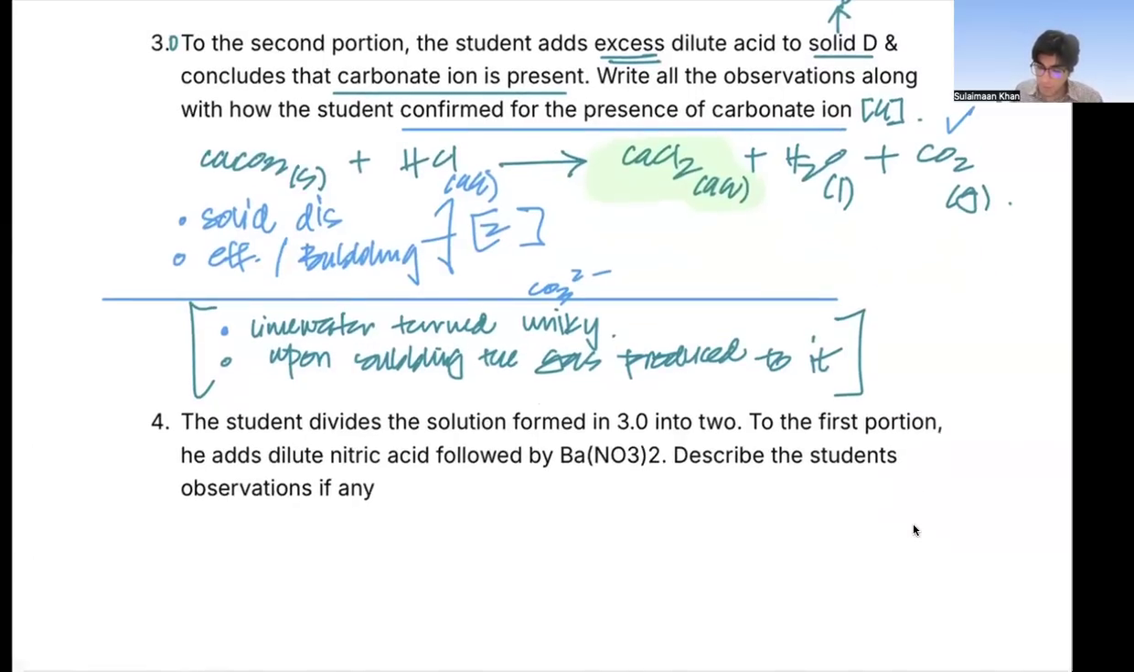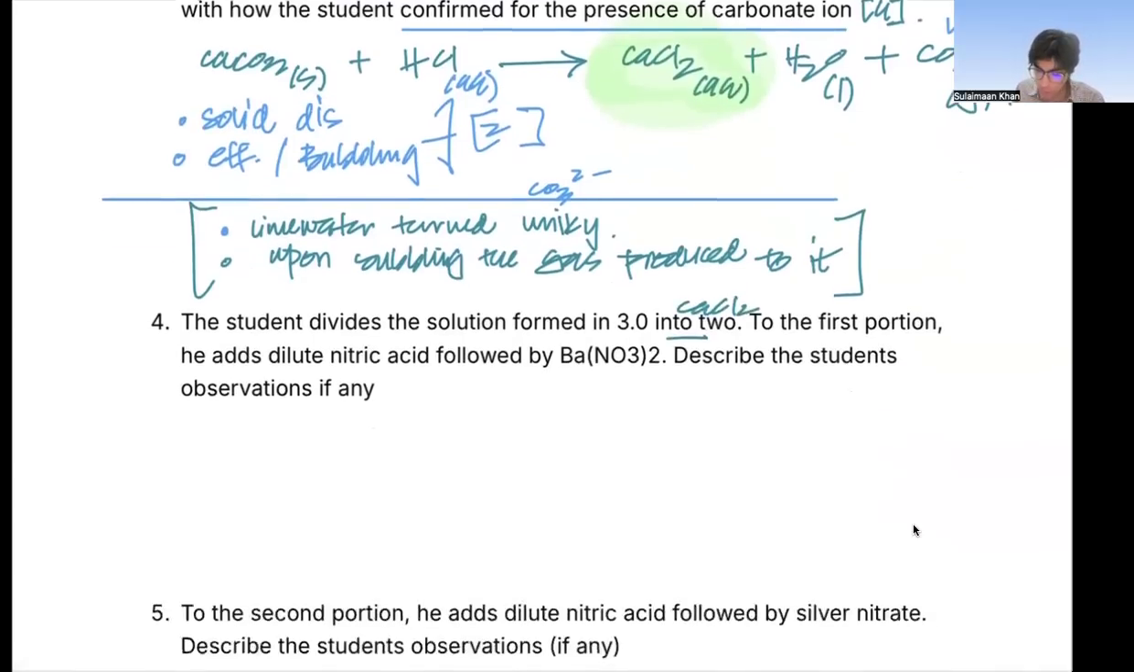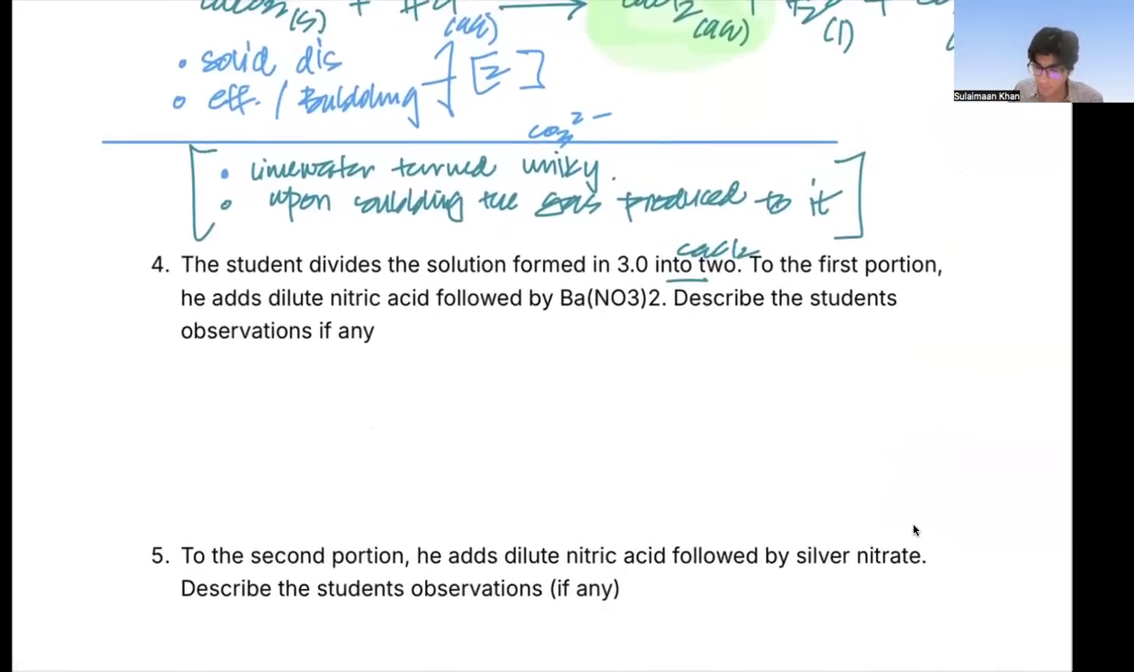Acha, so what is formed in 3.2, write this thing right here, the calcium chloride. So he's saying that he's going to take calcium chloride and divide it into two portions, right? Because he probably wants to perform two tests on it. He's saying he adds dilute nitric acid, followed by barium nitrate aqueous. What is this a test for? This is a test for sulfate ion. Describe the observations, if any.